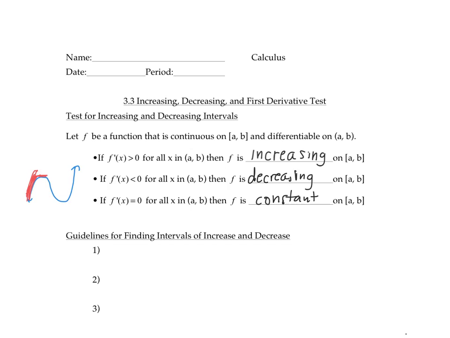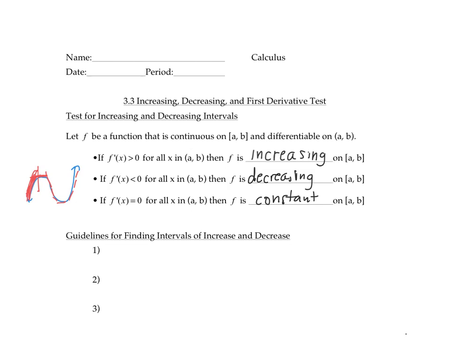Then at the peak here, the relative maximum, the slope goes to 0, so it's constant at that point. And then the slope of the tangent line starts to decrease as we approach that relative minimum. And then at the end, it starts to increase again. So we're going to be looking at a graph or an equation and trying to determine those intervals for where a function is increasing, decreasing, and constant.